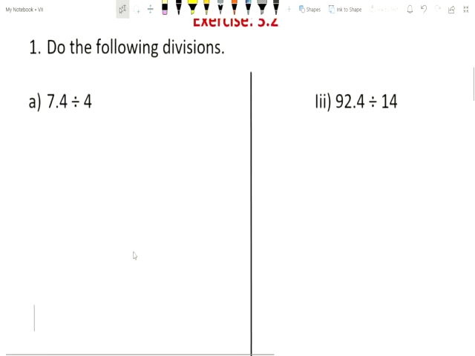Today we are going to learn decimals, exercise 3.2. See the first question. Do the following divisions. 7.4 divided by 4. First you write 7.4 divided by 4.